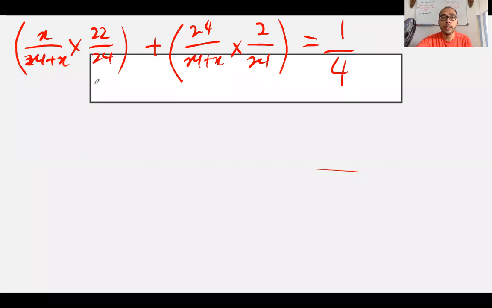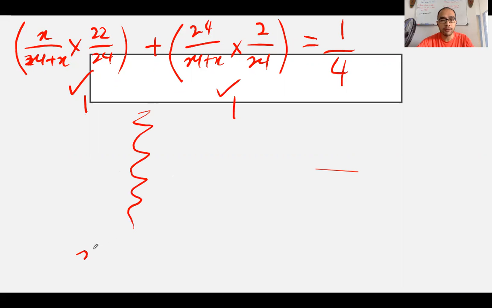Then you simplify this to get the final answer x. Actually this is 1 mark, this is 1 mark, and then after the long jalan kerja, you get the final answer x equals 6. It's 1 mark. Jalan kerja ni sangat panjang kan. So ini adalah matematik biasa, so there's no mark for matematik asas.